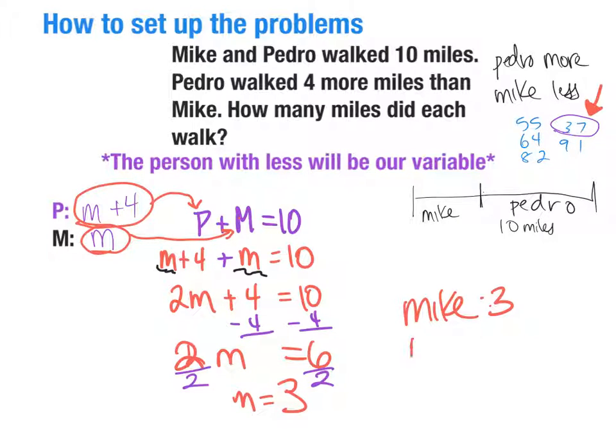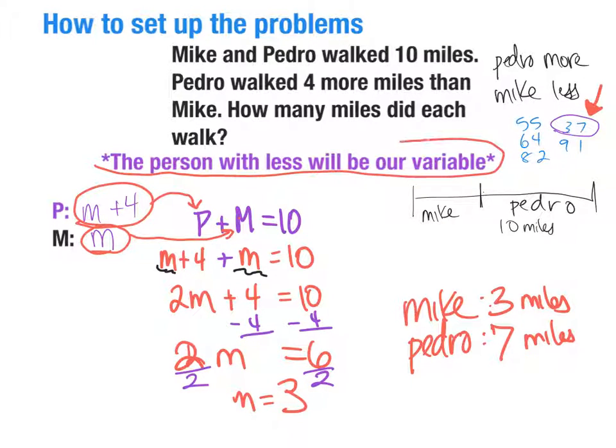Okay, how much did Pedro walk? Remember he walked 4 more? What's 4 more than 3? 7. Do Mike and Pedro's mileage add up to 10? Okay, so we're good. The one thing that I want you to remember is in purple. That's why I put a star around it. The person with less will be our variable.